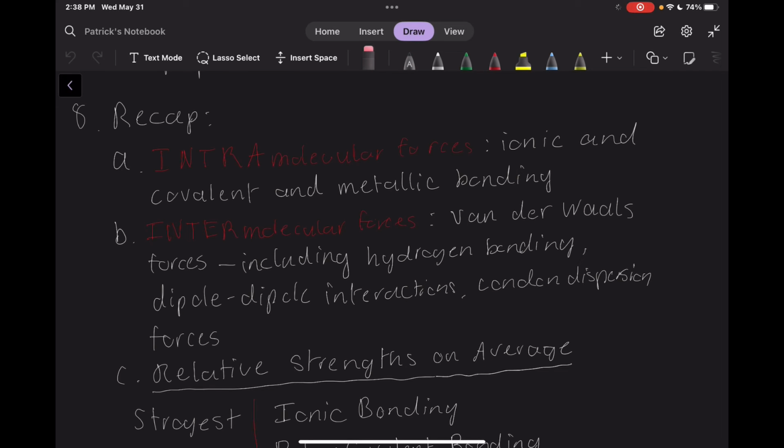This is a brief recap of everything we've looked at so far. We examined two types of forces or interactions: intramolecular forces and intermolecular forces. Intramolecular forces happen inside a molecule, between the atoms that comprise it. The three types of intramolecular forces are ionic, covalent, and metallic bonding. Intermolecular forces, by contrast, happen between molecules. They are often referred to as van der Waals forces. The three primary types are hydrogen bonding, dipole-dipole interactions, and London dispersion forces.